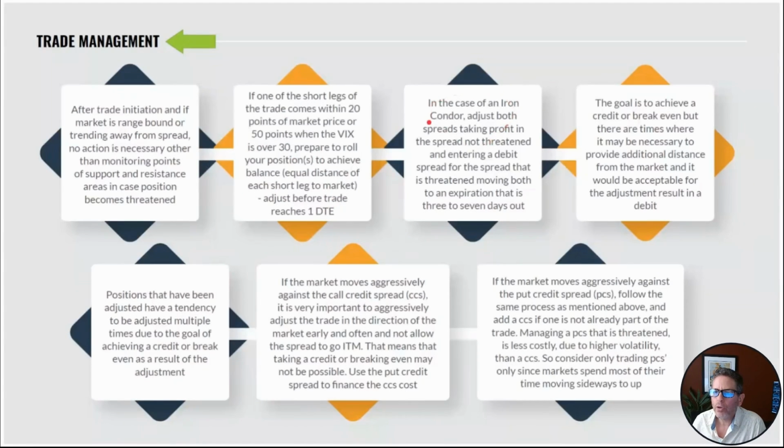In the case of an iron condor, if the trade goes against you, you want to adjust that trade in tandem. If the market is going against you, and it's going down, let's say, and you have a bull spread and a bear spread on, you want to adjust. The call spread is going to be losing value, which is good, and the put spread is going to be gaining value. So you want to move both sides down in order to get a balance between the two.